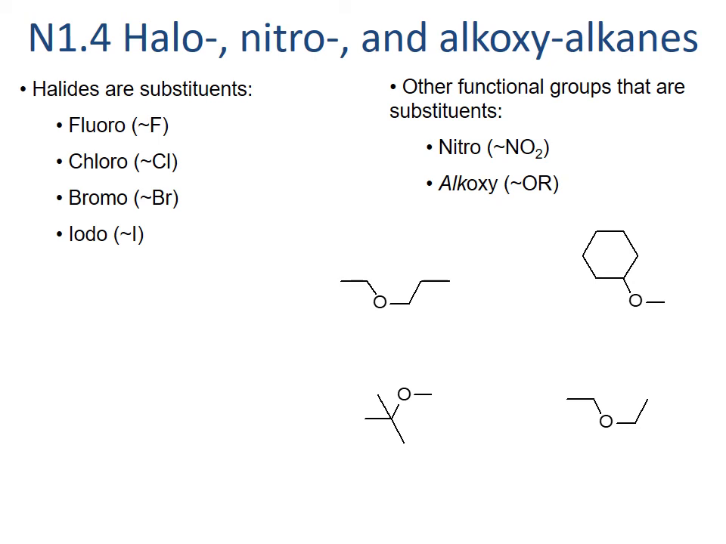The first molecule in the top left has the longest chain of 3 carbons. Notice the oxygen doesn't count towards that chain. So it's a propane. And off of the 1 position, we have an oxy that has 2 carbons on the other side, so an ethoxy. So this would be a 1-ethoxypropane. The next molecule would be a methoxycyclohexane. Then we could also have a 2-methoxy-2-methylpropane. And finally, an ethoxyethane.